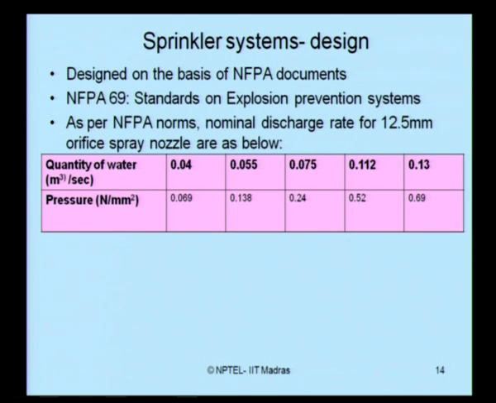Before we conclude, let us try to get a clue that the normal discharge rate for a 12.5 mm orifice spray nozzle is what we see here. This is the discharge rate as recommended by NFPA.